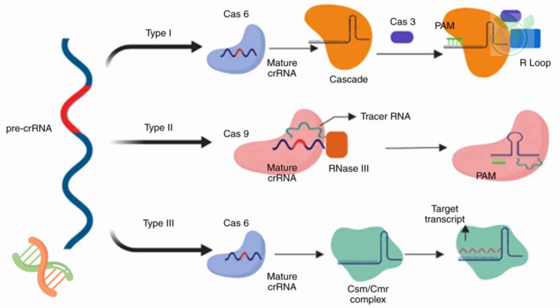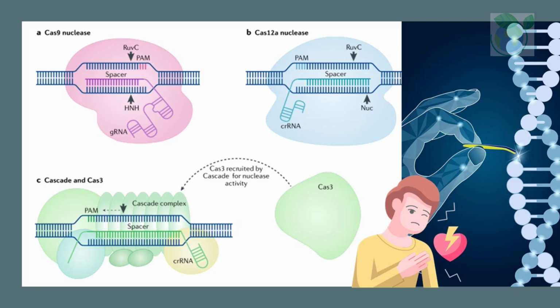CRISPR-Cas9 has been used to increase the production of lipids in microalgae for the production of biofuel and has the potential to be used, in the future, to cure genetic disorders such as sickle cell anemia and cystic fibrosis. There are also a wide range of applications for CRISPR-Cas9 in the treatment of cancer and infectious diseases.